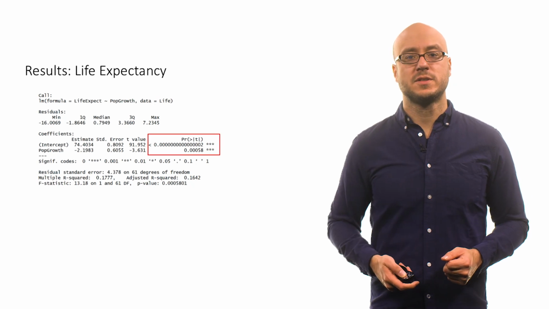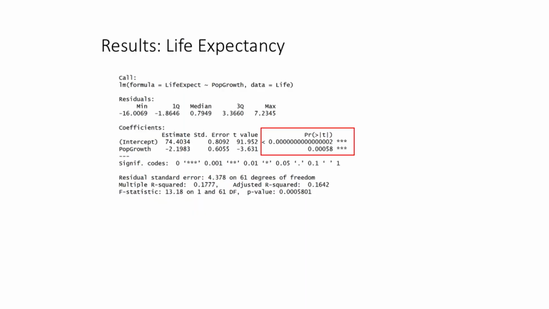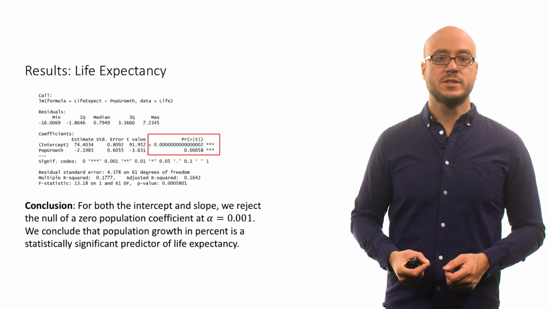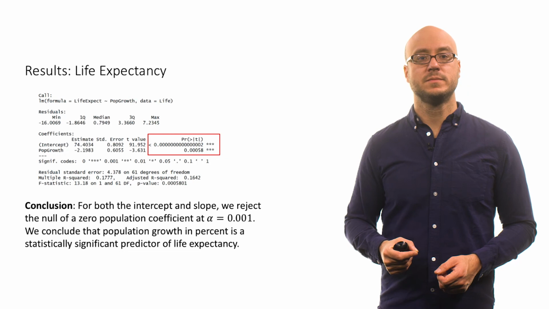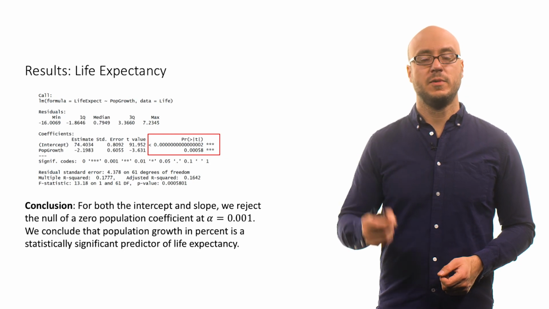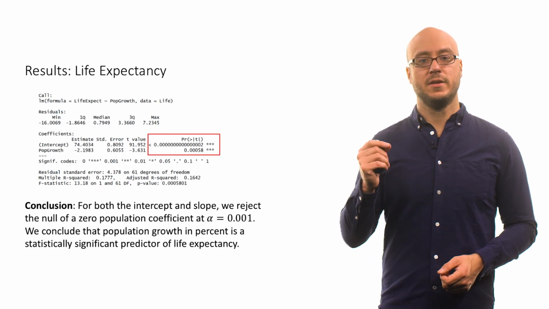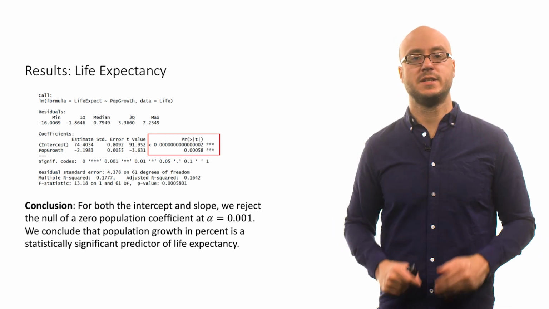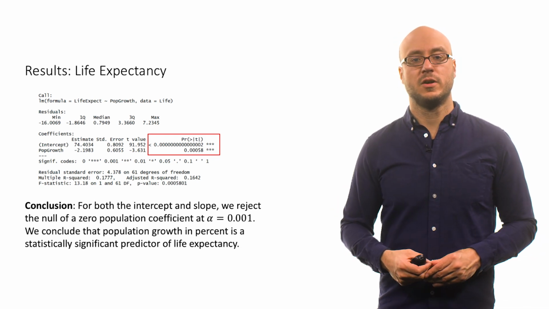Here are the results for the inferential model. You can see here that for both the intercept and slope, we reject the null of a zero population coefficient at the alpha 0.001 level. We have point estimates for the intercept and slope. We have a standard error, and we have a t-ratio. And the t-ratio is simply the point estimate divided by the standard error for each of those 2 respective coefficients.